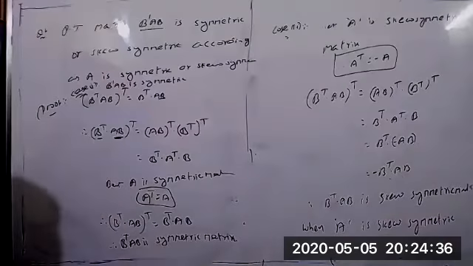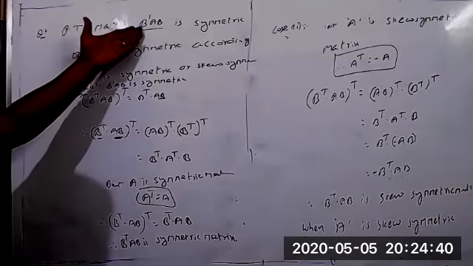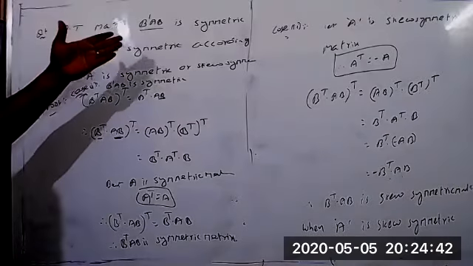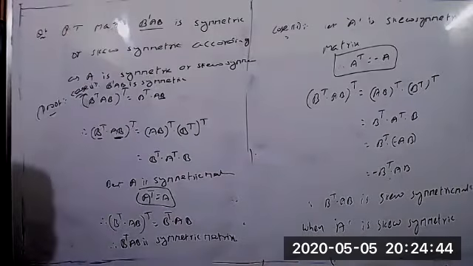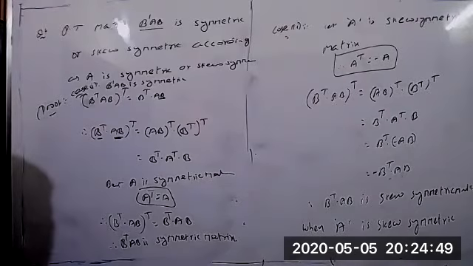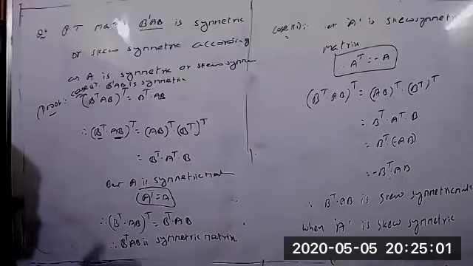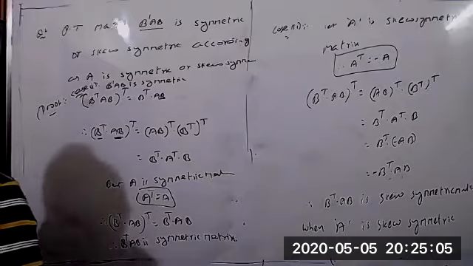Now case 2. There we have to prove that B dash AB is also skew symmetric. The same condition you can apply. We got that B transpose into AB is a skew symmetric matrix. Whenever A is a symmetric matrix, we will get symmetric. If A is skew symmetric, we will get a skew symmetric matrix. Clear that?